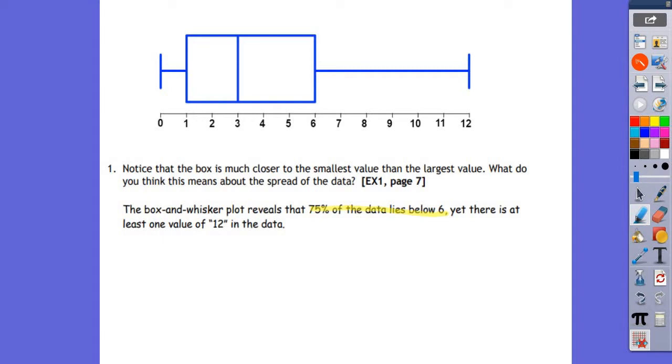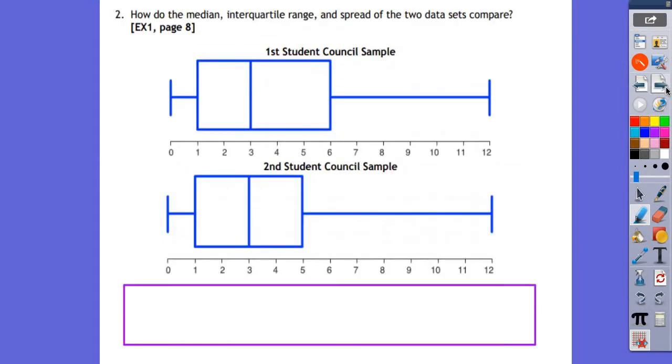All right. So I have these 2 box and whiskers, their first sample and their second sample. And it first asks, how do the medians compare?